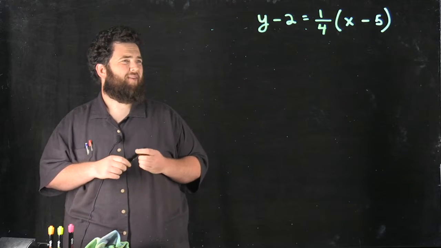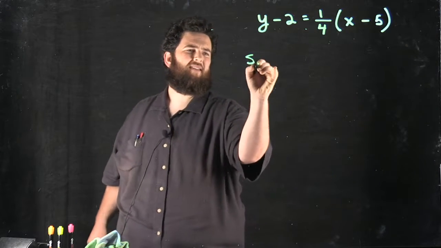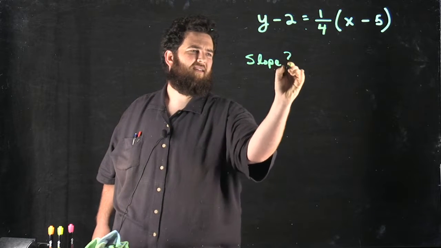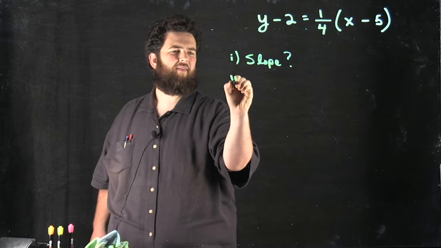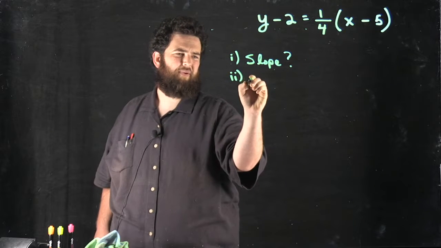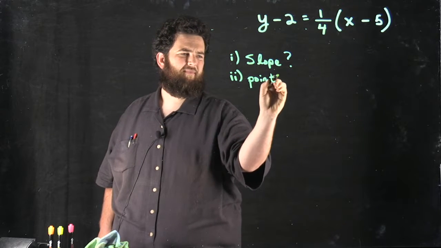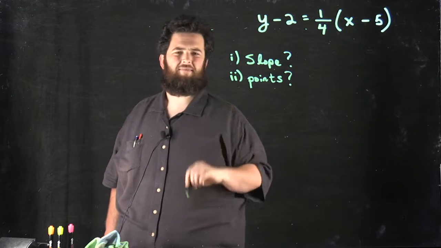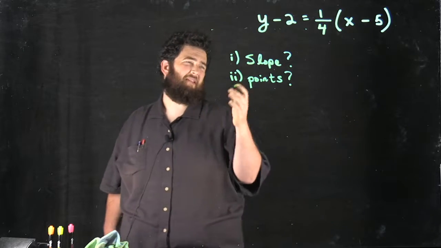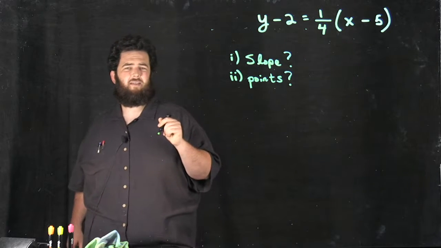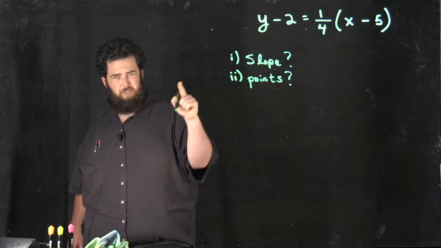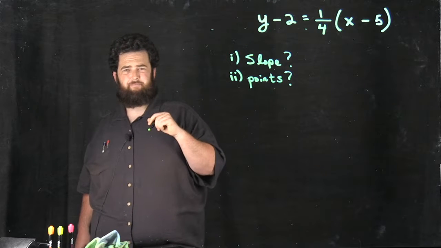Well, first off, what's the slope of the line? Secondly, are there some points that satisfy this line that I could just maybe by inspection find them? Why don't you pause the video real quick and try to answer these two questions?